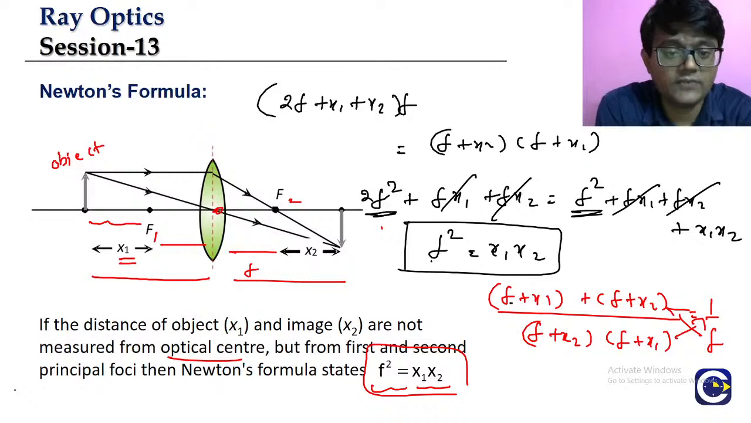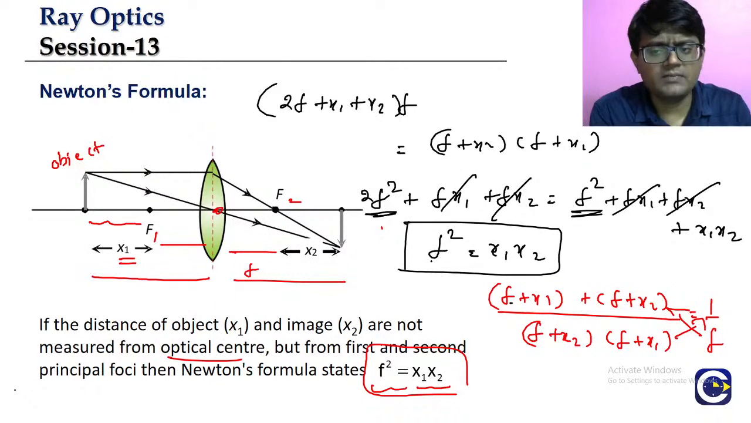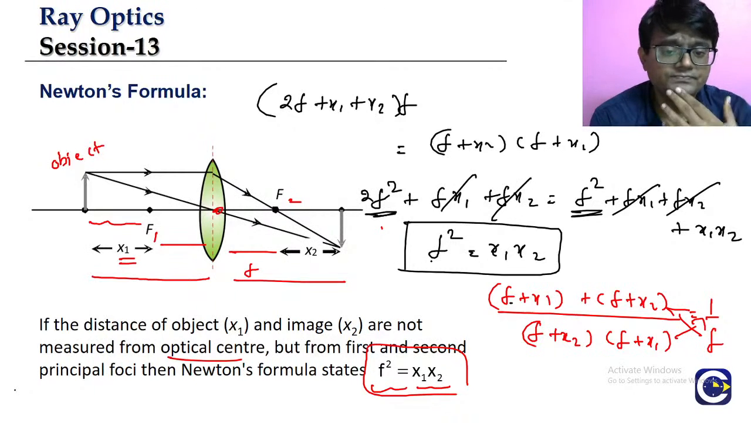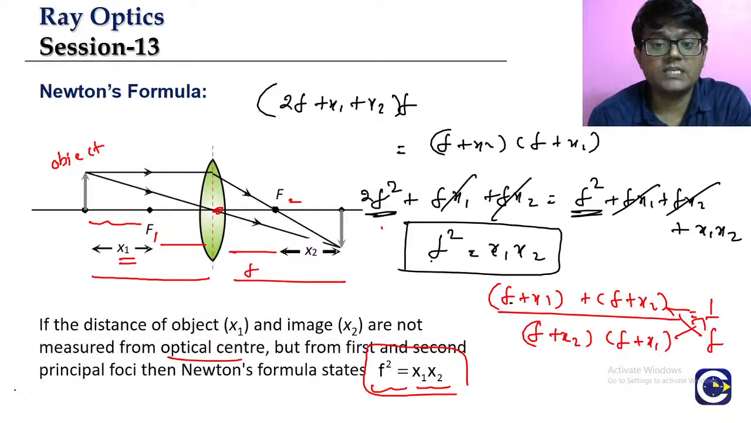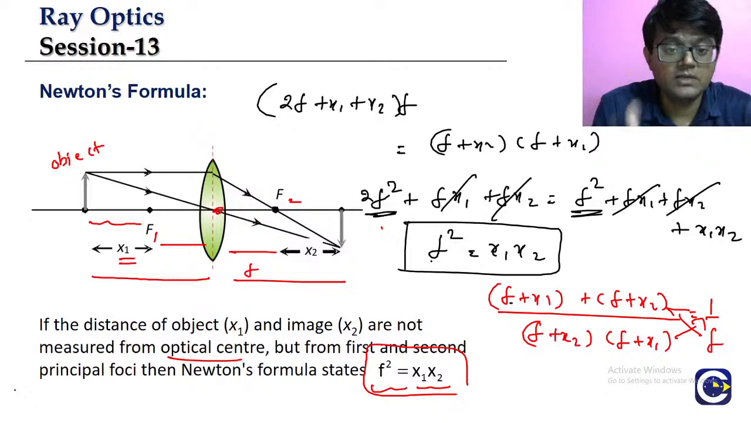Okay, so this is what we'll refer to as Newton's formula. It's not like we'll get questions directly on it, but sometimes they might give a question where they mention the distance of the object measured from focal point 1 and the distance of the image measured from focal point 2. There they might not say to use Newton's formula, but that is what we need to be getting at. It is Newton's formula.